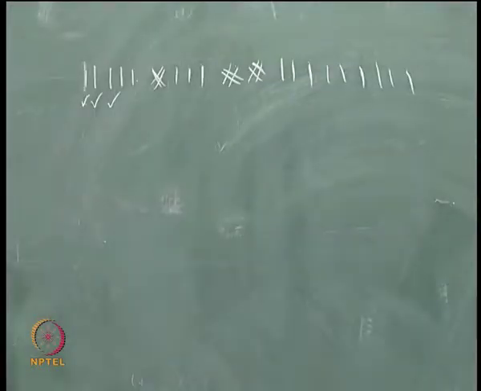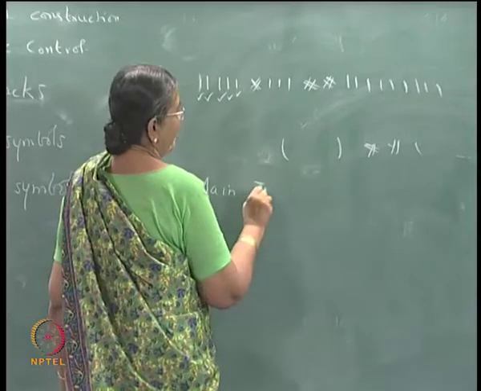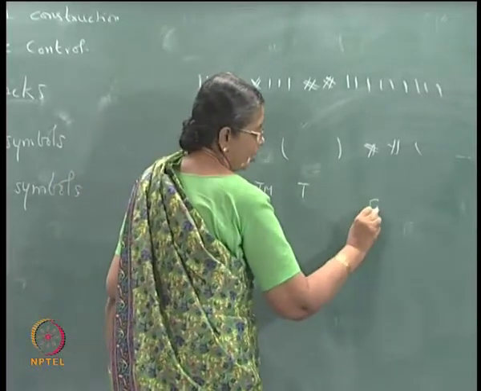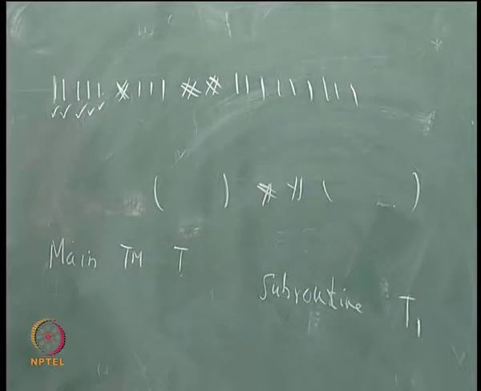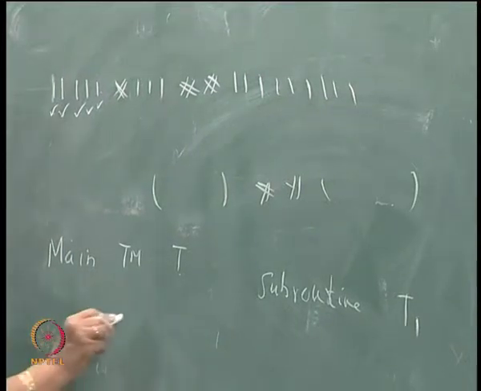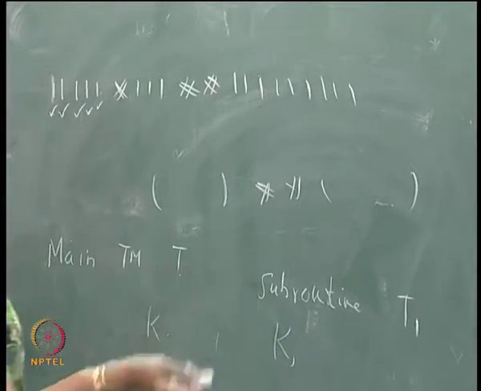Now, what are the things which you have to take care of when you write a subroutine? Generally when you have a program, the subroutine will return a value and so on. So, here the main Turing machine is T, and the subroutine is T1. The states should be disjoint. The states of this and the states of this should be disjoint.